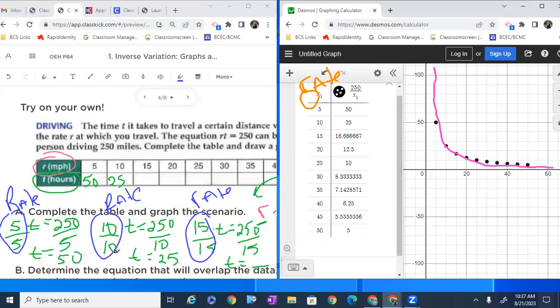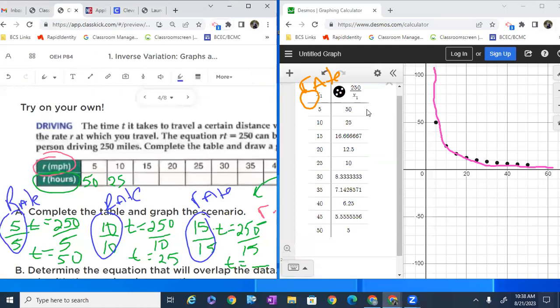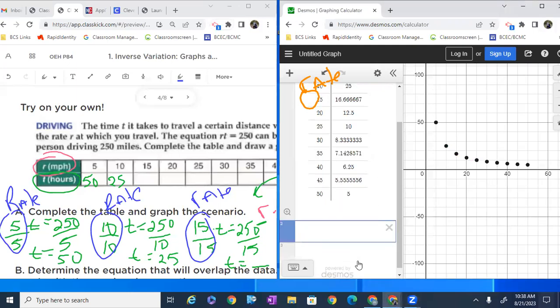Let's type in right down below our function, because it says determine the equation that will overlap the data. Well, we've actually already done that. It is right here, 250 divided by r. We've plugged it in to find the table. So let's come down here into the next cell, and just to verify, I'm going to type it in as function notation.